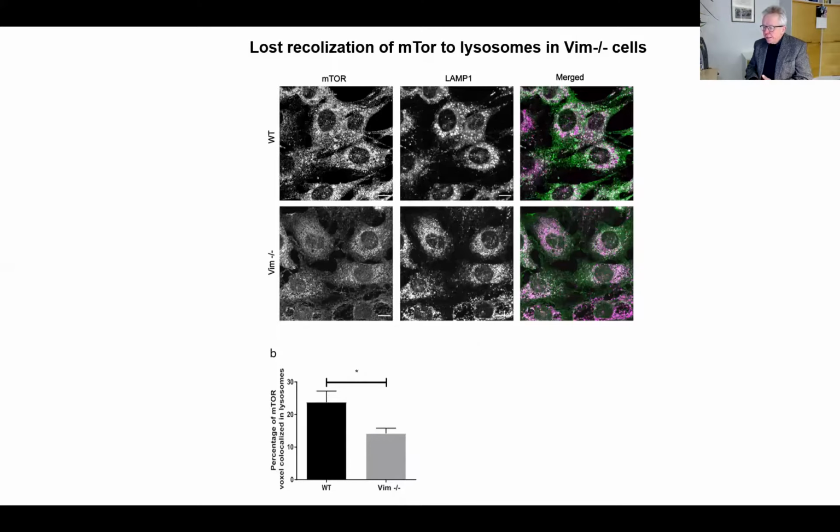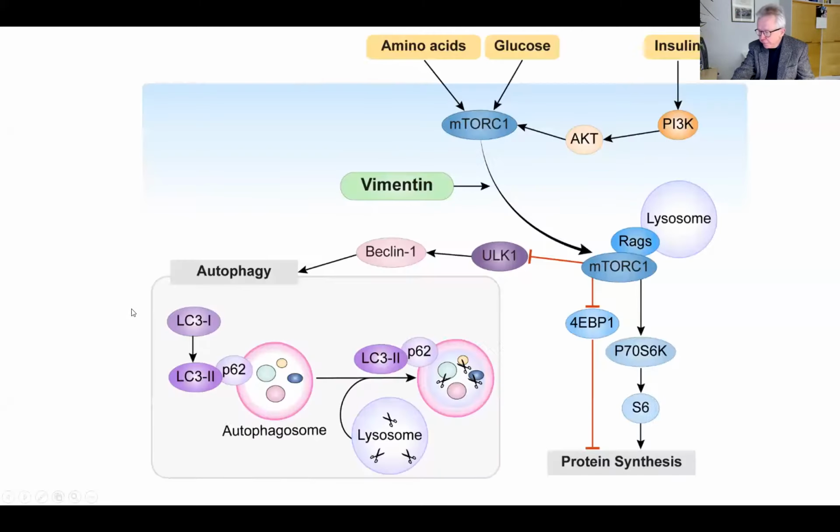One critical thing there in mTOR signaling is that for mTOR to be activated, it needs to relocalize to the lysosomes. Because of time issues, we don't have time to dwell into the wonderful world of mTOR signaling, but it's extremely complicated. One aspect is just the reorganization of mTOR to the lysosomes, and this seems to be really not working well in the absence of vimentin.